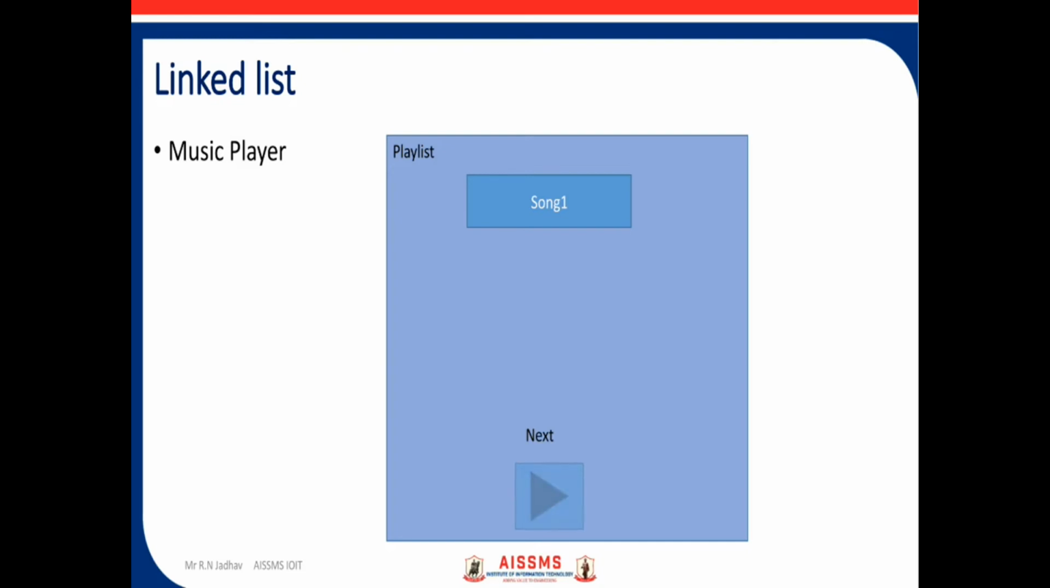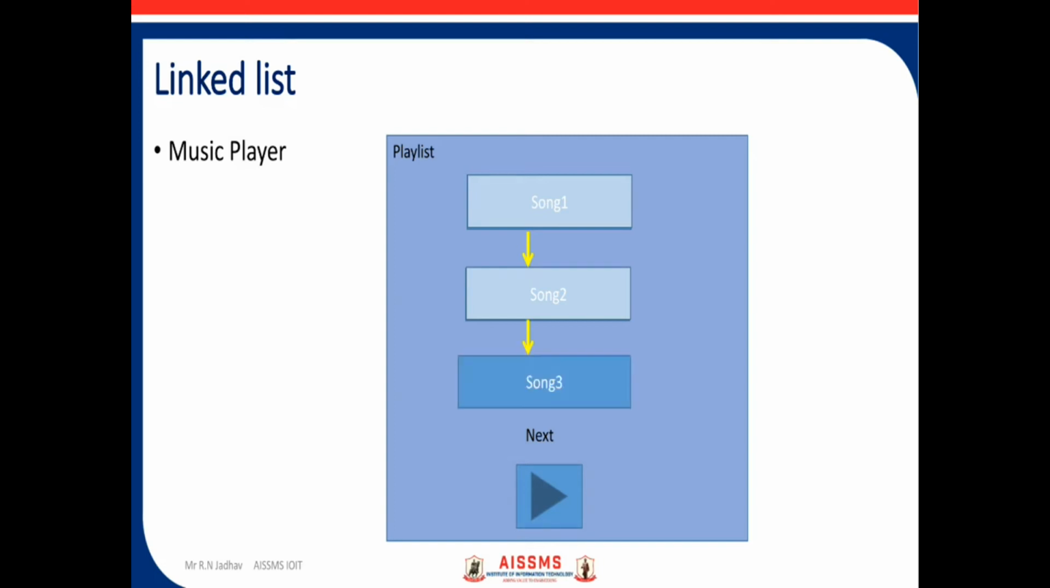Whenever a song is over, or if we click on the next button, a next song will be played. In the same way, again song 2 is over, or if we click again on the next button, a next song will be played and it will continue. So this is similar to a singly linked list where we can travel in only one direction.